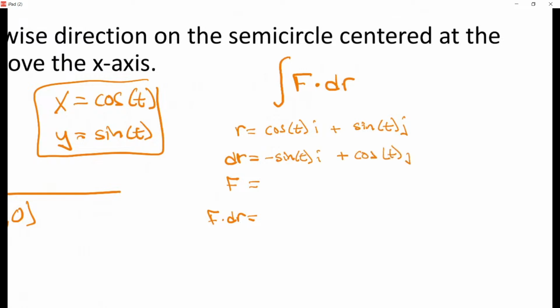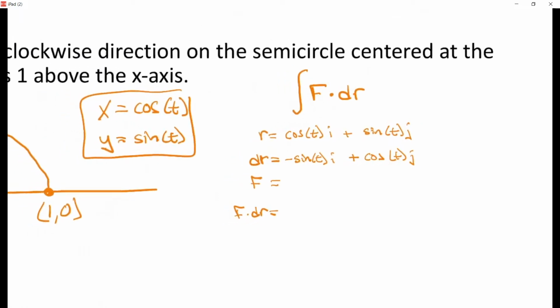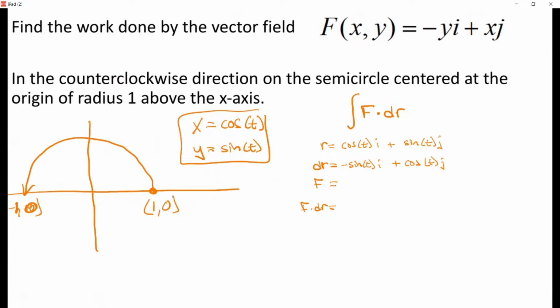Nice. Okay, so there's dr. I need to find f. Where is f? Oh, there it is up there. But notice that we want to have f not in terms of x and y, but in terms of t. So down here, I'm going to take this f and replace the x's and the y's with whatever the curve I'm on looks like. So in this case, f is equal to, let's see, negative sine of t times i. Oh, interesting.